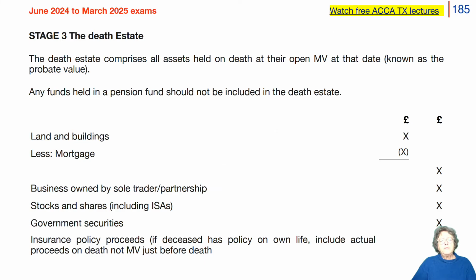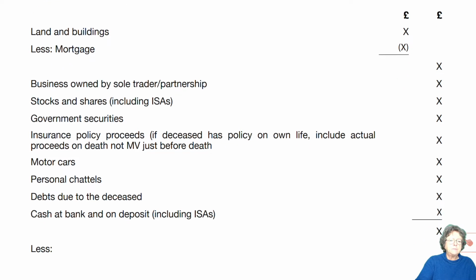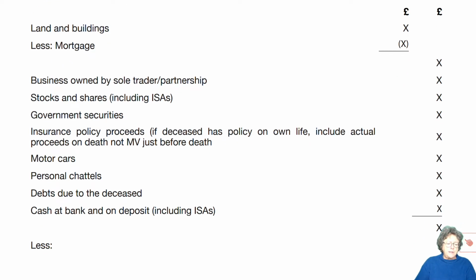So if you remember from earlier, I told you that the death estate comprises all the assets held at the time of death at open market value. We're still in the green. Let's get rid of the green and go back to black. So this is the pro forma that you need to be dealing with.